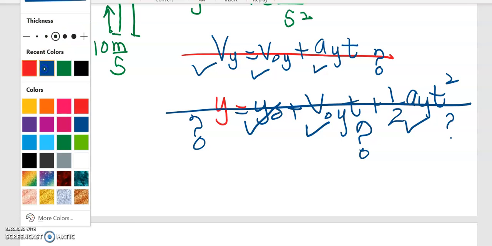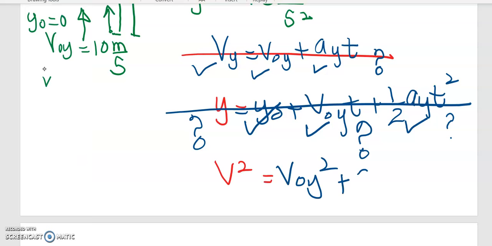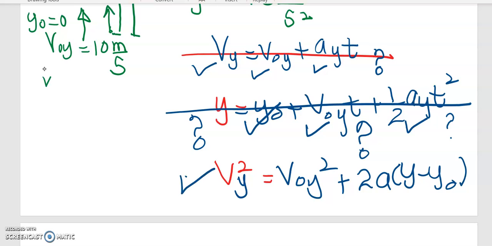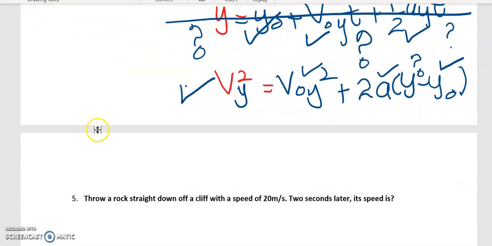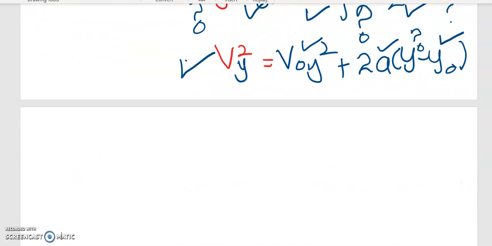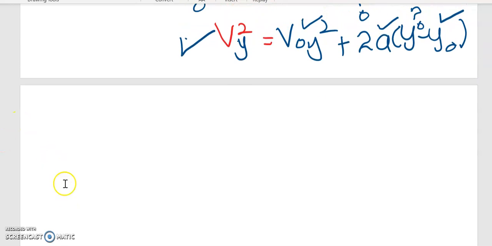Let's look at the third one, guys. Vy squared is equal to v naught y squared plus 2a times y minus y naught. Do I know the final y velocity, Vy? Yes, it's 0. Do I know the initial y velocity? Yes, it is 10. And do I know the acceleration? Yes. Do I know the final y position? No. Do I know the initial y position? Yes, it is 0. So now I can easily solve for the final y position using this equation.